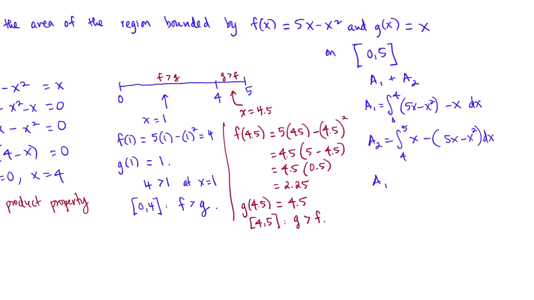We then use the fundamental theorem of calculus to evaluate each of these integrals to obtain the total area. The first area is 32 over 3, and the second area is 7 over 3. The total area is therefore 39 over 3. When evaluating each of these integrals, make sure to simplify the integrand, find the antiderivative, and use the fundamental theorem of calculus to evaluate the definite integral.